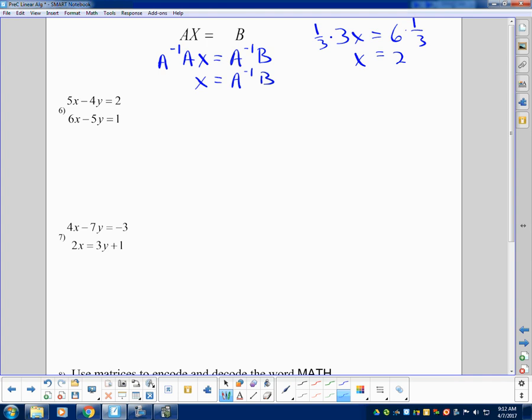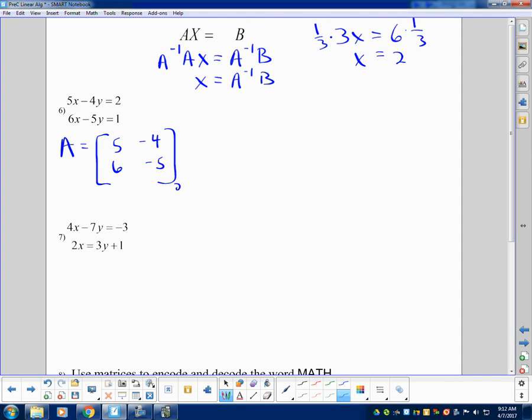So now here's how you set this up. Matrix A in this case is equal to the coefficients of the variables in standard form. So matrix A is very intuitive: 5, -4, 6, -5. It's the coefficients of the left-hand side. This is a 2 by 2 matrix, by the way.